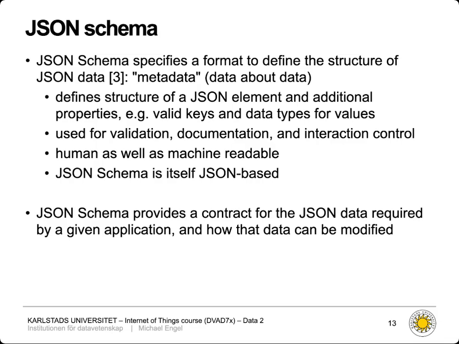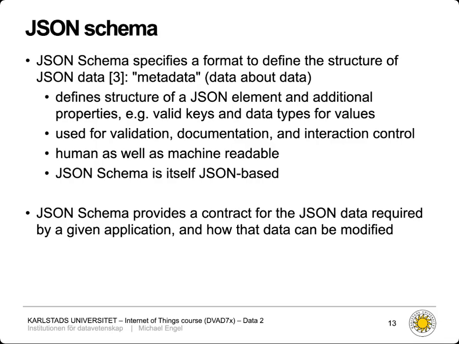So a JSON schema is what we call metadata, so data about data. And it specifies the format to define the structure of data that's allowed within a specific class of JSON files. For example, the class of JSON files you want to exchange between your IoT nodes. So JSON schema defines the structure of a JSON element and additional properties like which keys are valid, which data types are used for values for which keys. We can use them for validation, for documentation, for interaction control. They're again human as well as machine readable.